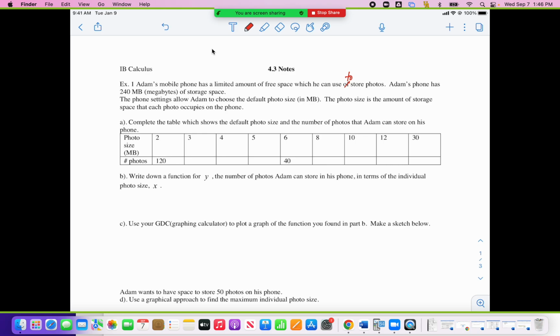And 40 photos use up 6 megabytes. So I want you to stop and think here a moment. What pattern do you see in just those 2 columns to help figure it out? Because it's not 60, you can't just divide and say 60, because that doesn't work at the 6. Is there something else? Yeah, Noe? 240 divided by the photo size. Okay, so do you see the 240 divided by the photo size? So what would it be for 3 then?